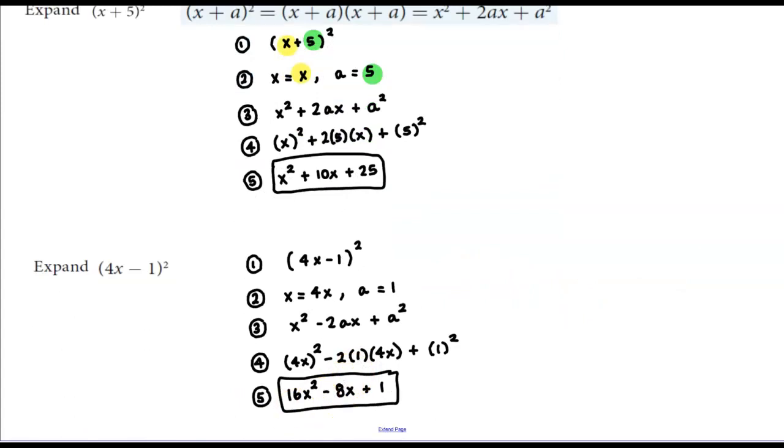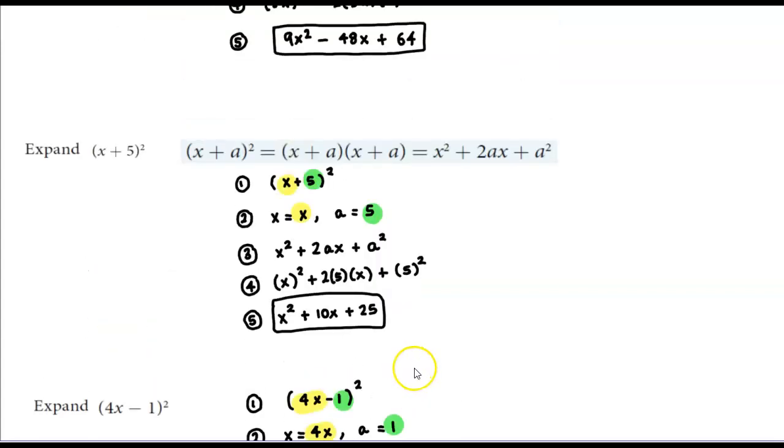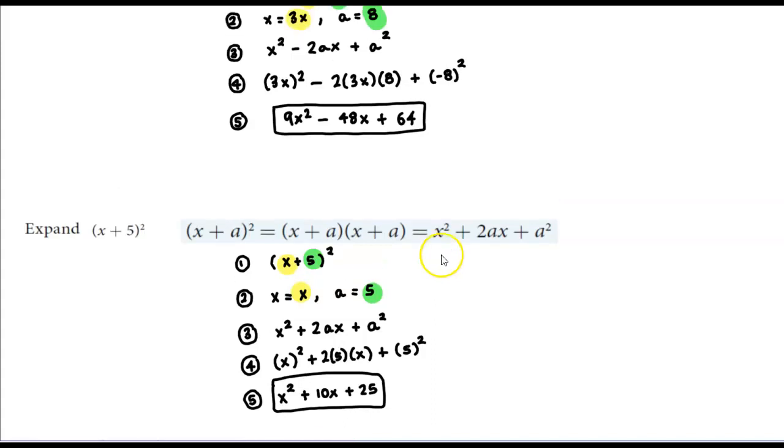Next, we have 4x minus 1. The value of x, meaning the first term, is 4x. The value of the second term is 1, so therefore a is equal to 1. And then we're using the subtraction form. So 4x squared minus 2 times 1 times 4x plus 1 squared gives us a result of 16x squared minus 8x plus 1.